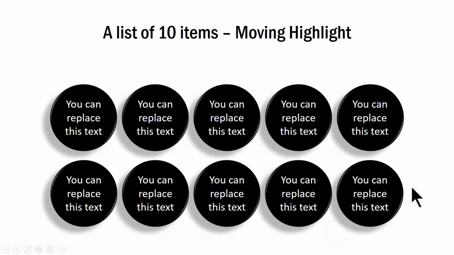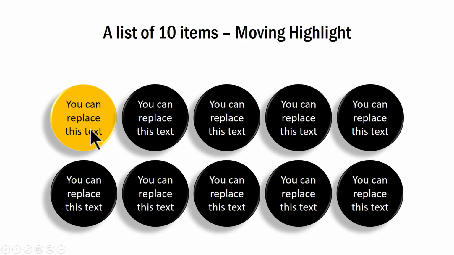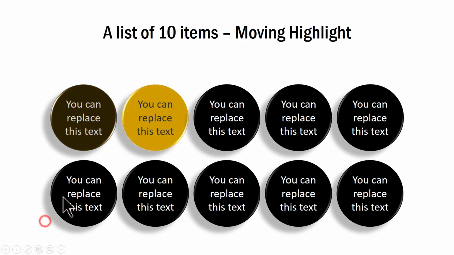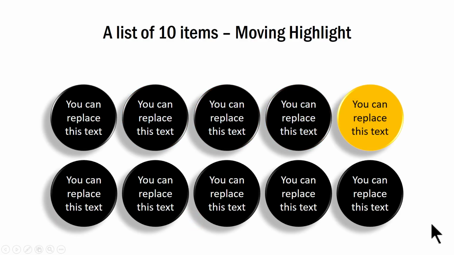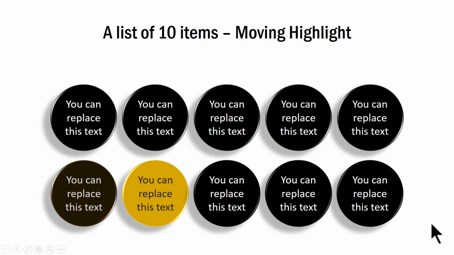And then we have a couple of other examples which are fairly simple. Here is a list of 10 items, and we use moving highlight technique here. On the first click, I highlight the first point, and then you can see that the highlight moves to the second point, and then the third, fourth, and so on. So that is how this continues with the rest of the points.